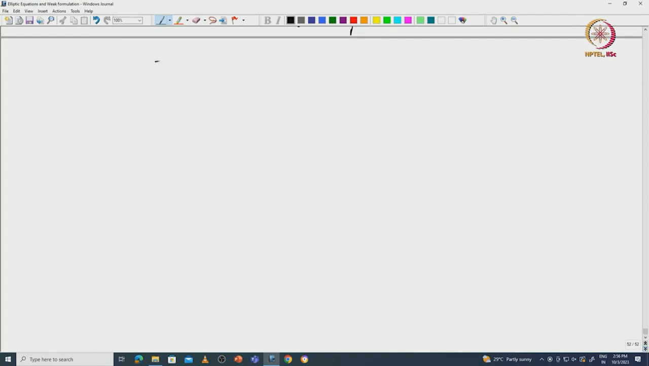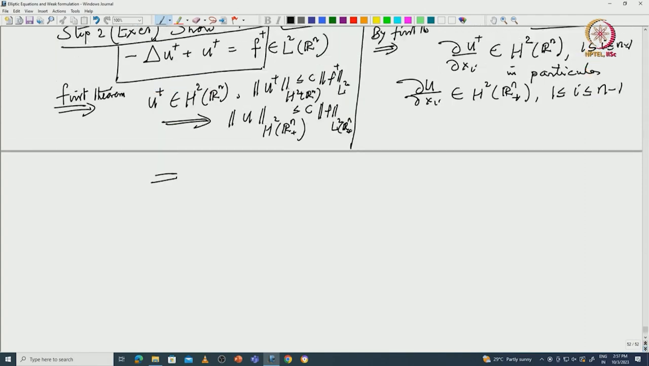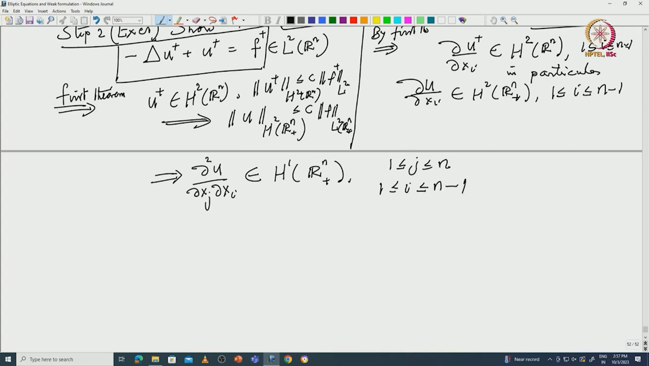So that will imply, I can differentiate, you see. If I take ∂²u/∂x_k∂x_i, I am differentiating. It will reduce, this is in H1 of R^n_+, because I can differentiate, and this is true for all j, but for i less than or equal to n−1. So you have proved all the derivatives, second derivatives are also in H1.